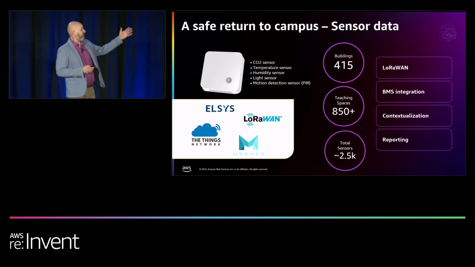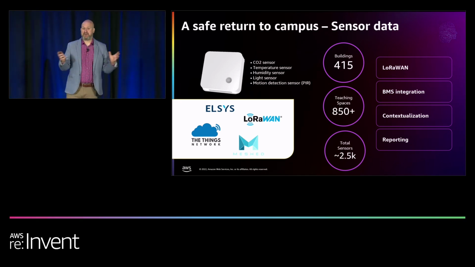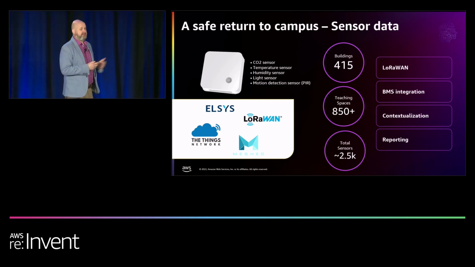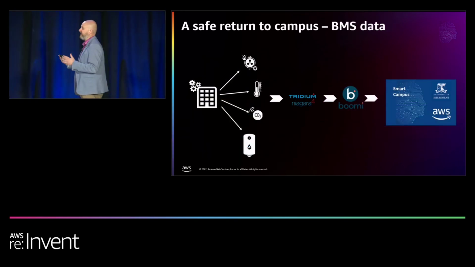And so we've now got 415 buildings hooked up. We've got about 850 teaching and learning spaces, so our theatres and classrooms are all sending data, and around 2,500 sensors. The other thing we did was we also integrated with our building management system.